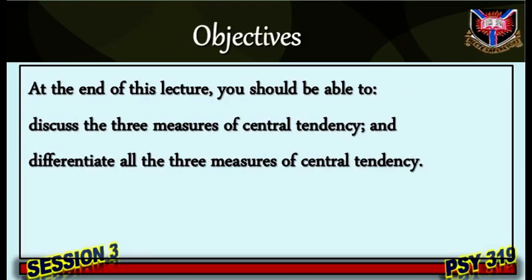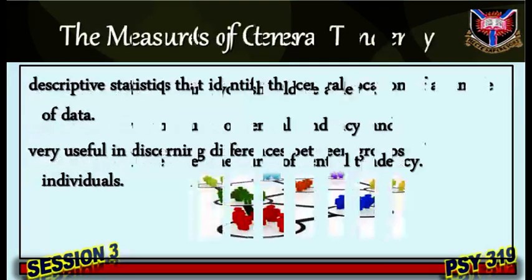Objective. At the end of this study section, you should be able to: 1. Discuss the 3 measures of central tendency, and 2. Differentiate all the 3 measures of central tendency. Pretext. 1. Discuss the 3 measures of central tendency. 2. What are the differences among the mean, the median, and the mode?